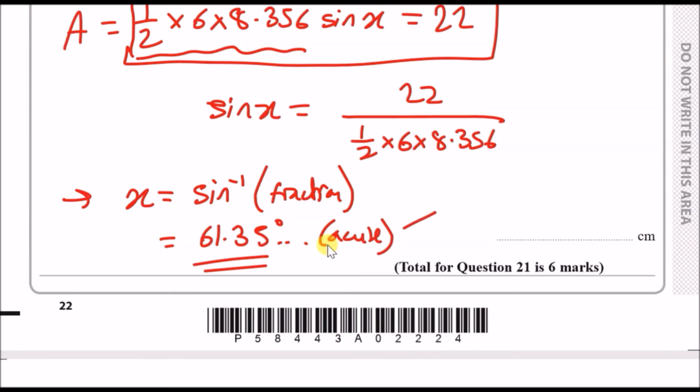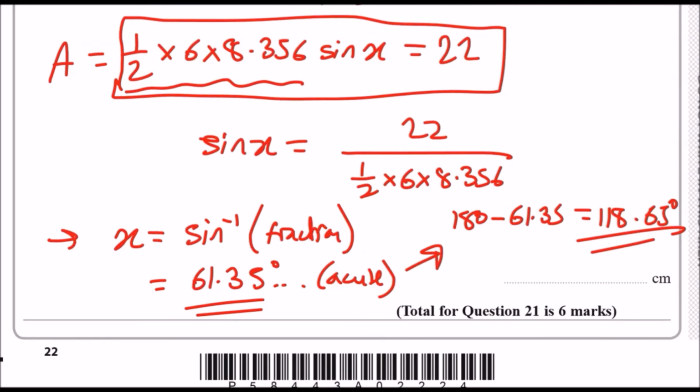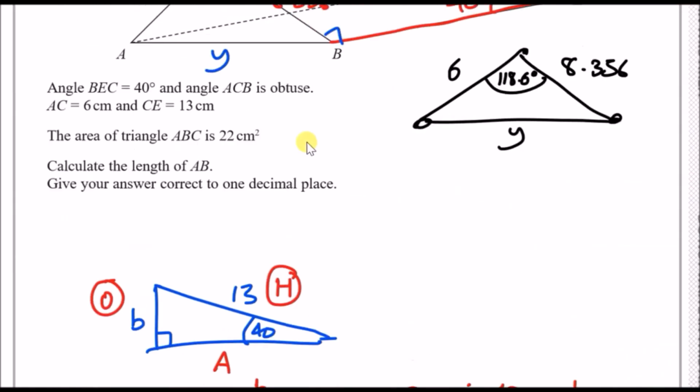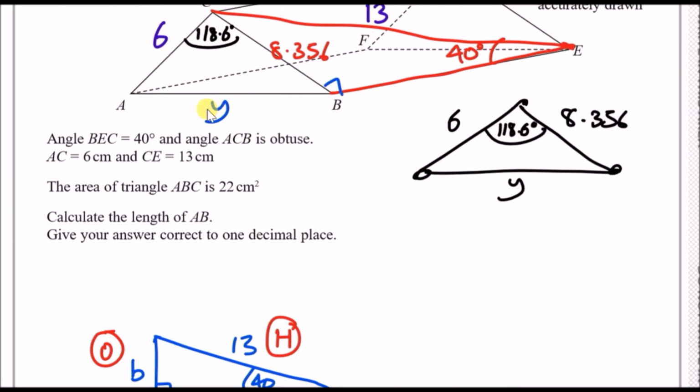Now to change it to obtuse, all you have to do is subtract it from 180. So we can say, okay, 180 minus 61.35 should give us about 118.65 degrees. Now this is the right one. This is the obtuse angle we need. So at this stage, guys, we're not actually done yet because we still have one more bit left, and that's to find the length of AB. In other words, find what y is.